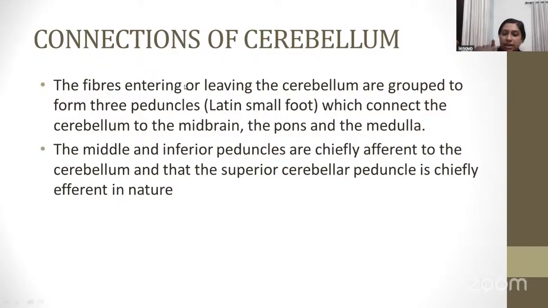Okay. And the middle and inferior peduncles are chiefly afferent to the cerebellum, i.e., they bring impulses from the central nervous system to different parts of the higher centers of the cerebral cortex, cerebrum to cerebellum, i.e., afferent fibers are carried by the middle and the inferior peduncles. And the superior cerebellar peduncle is chiefly efferent in nature. That means the impulses from the cerebellum are carried to different parts by this superior cerebellar peduncle, the efferent fibers. Okay. Afferent means coming from the central nervous system to different parts, and towards the central nervous system is the efferent fibers.